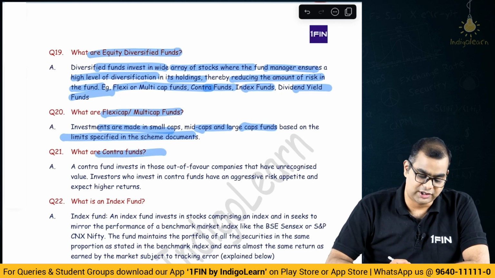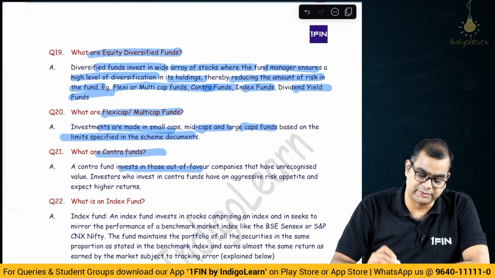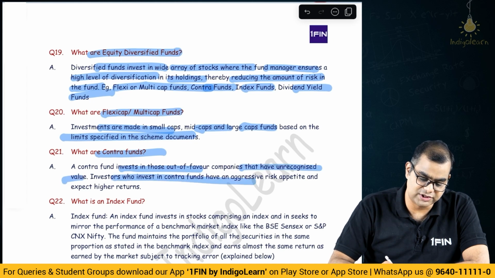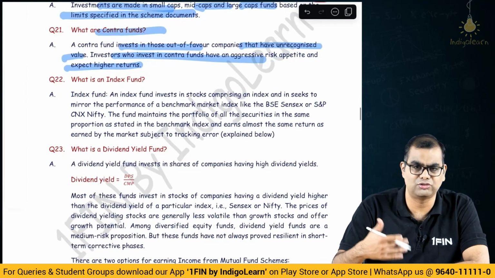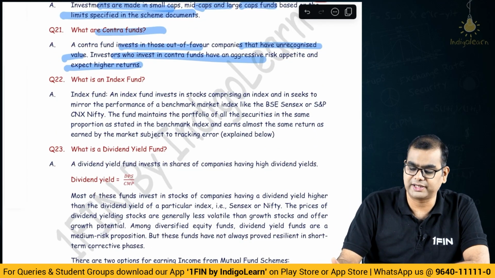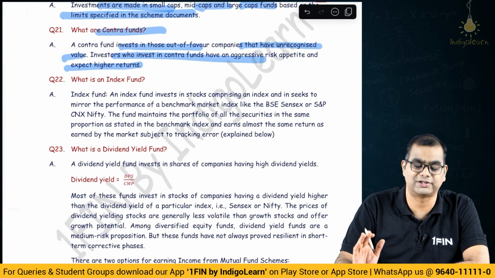So they have to follow those limits. Then you have something called as contra funds. These invest in those out of favor companies that have unrecognized value. Investors who invest in contra funds have an aggressive risk appetite and expect much higher returns. So exactly opposite. They do ulta. If market is saying sell this stock, they will go and buy that stock.